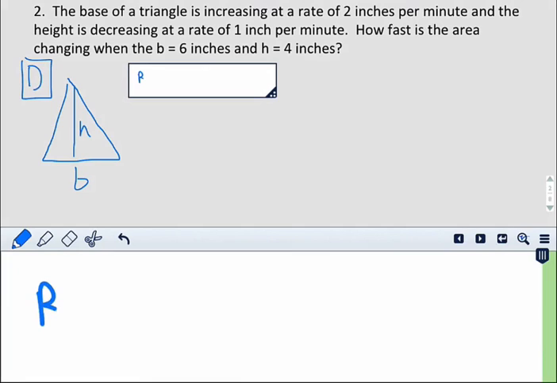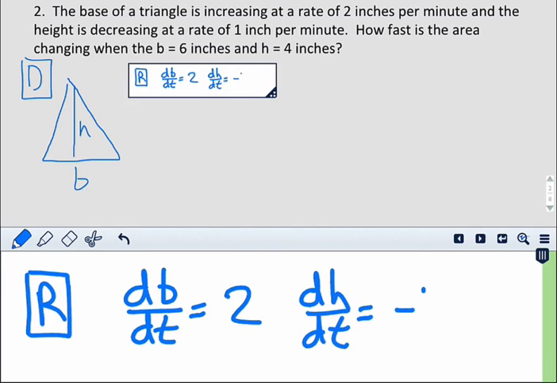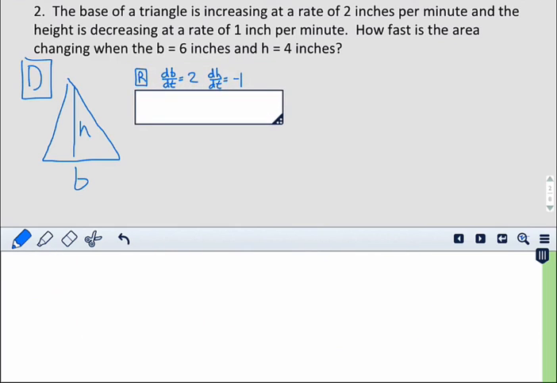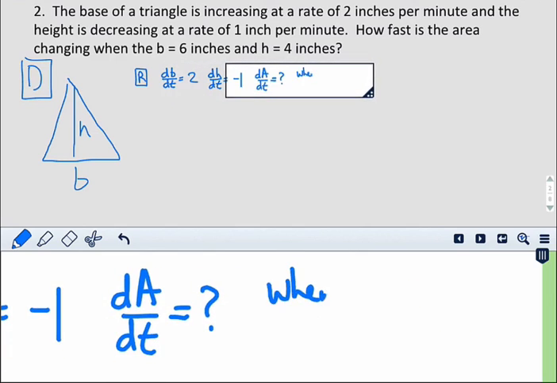Next, we'll deal with some rates that we know and are trying to find. So the base of the triangle will be dB dt, and that is increasing at a rate of 2, so that's +2. And then we know the height is decreasing, so dH over dt is going to be -1, because it's decreasing at 1 inch per minute. And we want to know how fast is the area changing. So we want dA over dt. That's what we're looking for, and we want to know this when our base is 6 and our height is 4. So we're going to substitute that in back at the end.